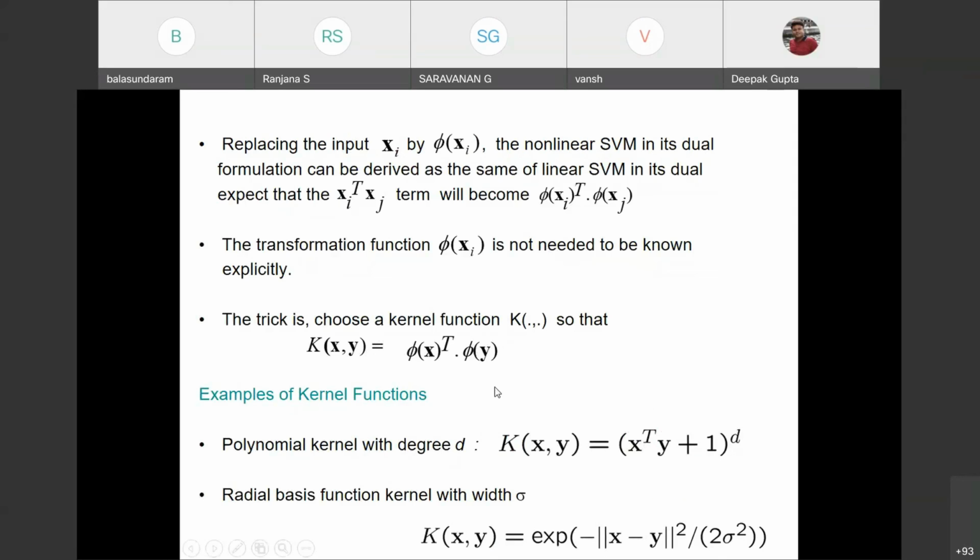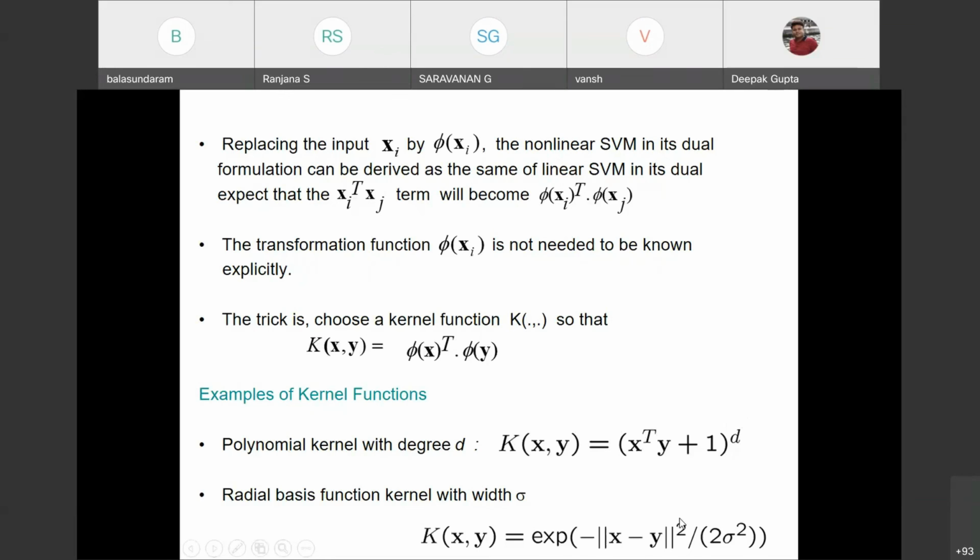Instead of explicitly computing the phi of xi, phi of xj dot product, the dot product is given via a function k, which is a kernel function. Suppose we assume that the kernel function is: you take x transpose y plus 1, and then maybe raise it to the power d, where the value of d could be 1, 1.5, 2, 3, whatever, depending on that.